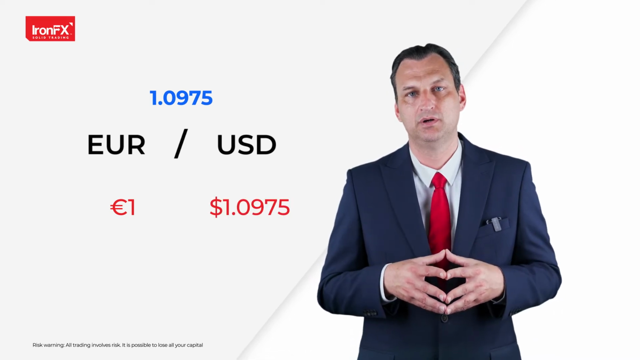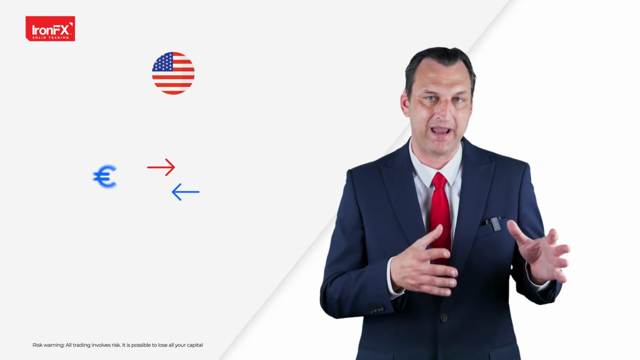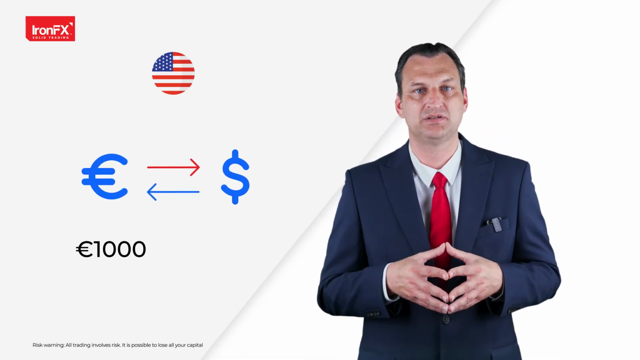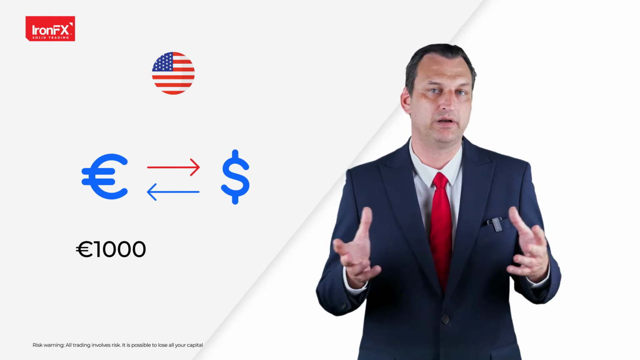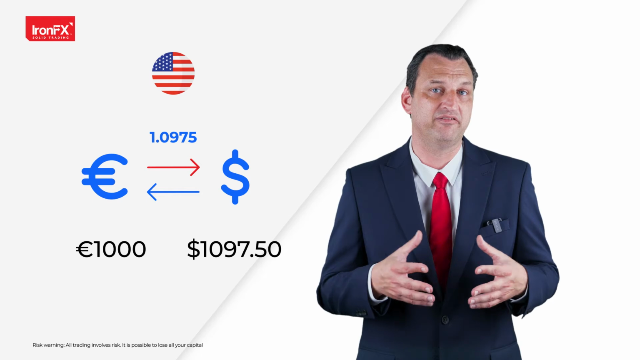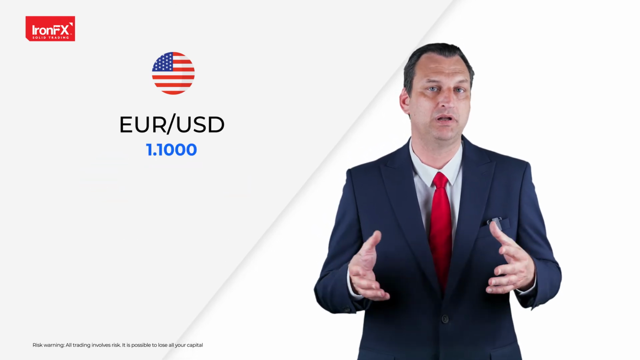When we say, for example, that Euro USD trades at 1.0975, that means that 1 euro buys you 1.0975 US dollars. For example, if I want to take a trip into the US, I would have to exchange my euros into US dollars. If I exchange 1,000 euros into dollars, given that the exchange rate is currently at 1.0975, that would give me 1,097.5 US dollars.